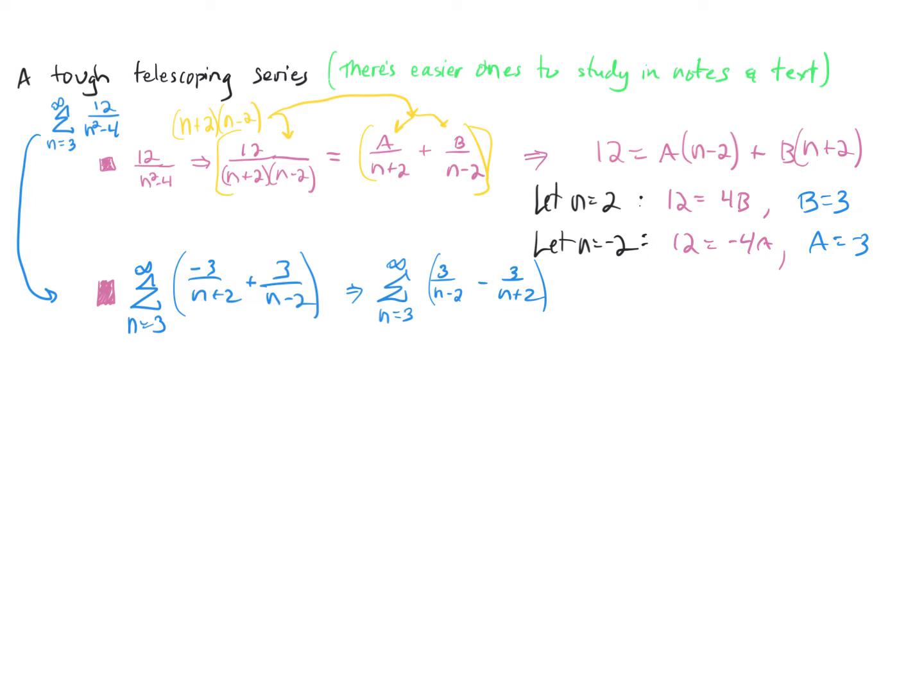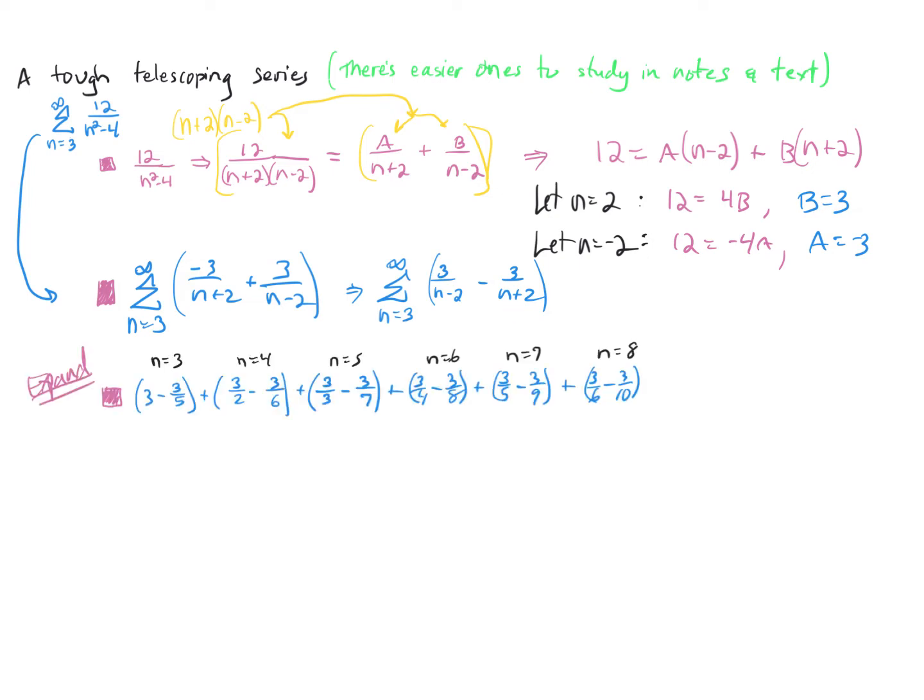All right, next, expand. So letting n equal the lowest index, 3, we have this fraction, and then when n is 4. And then when n is 5, 6, 7, 8, this is an infinite series, but let's just stop for a second. Let's see if we can notice things that are canceling out right now. I see this negative 3/5 and positive 3/5 cancel out. Negative 3/6 and positive 3/6 cancels out.